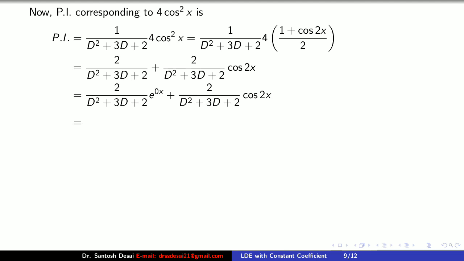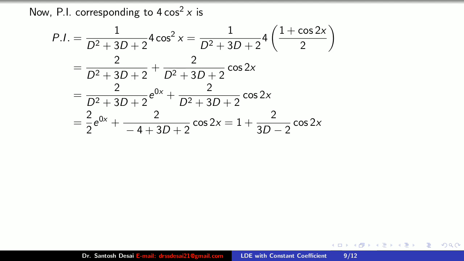So in the first part, if you put D is equal to 0, we get 2 divided by 2 into e raised to 0x, plus in the second part, replace D square by minus 4. So we get 2 divided by minus 4 plus 3D plus 2 into cos 2x. Now 2 by 2 is 1, and e raised to 0x is 1. So we get 1 plus, simplifying the denominator, 2 divided by 3D minus 2 into cos 2x.